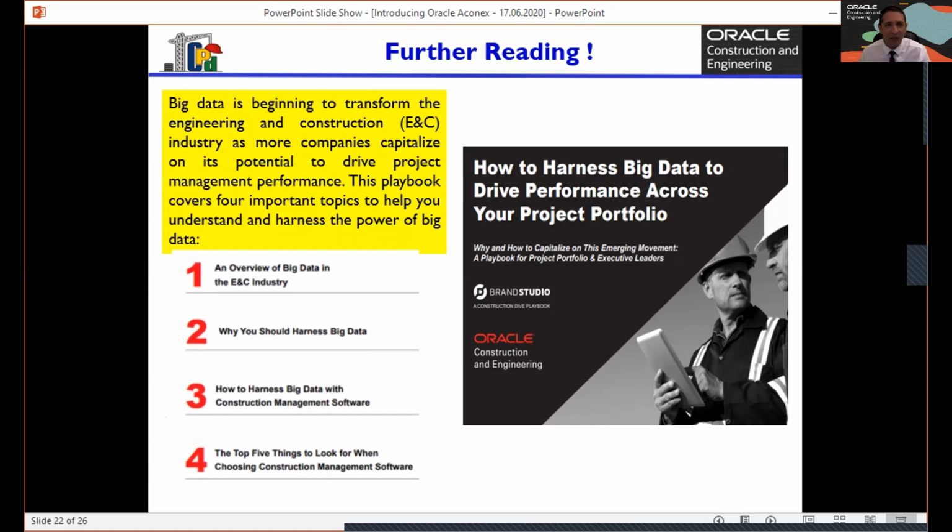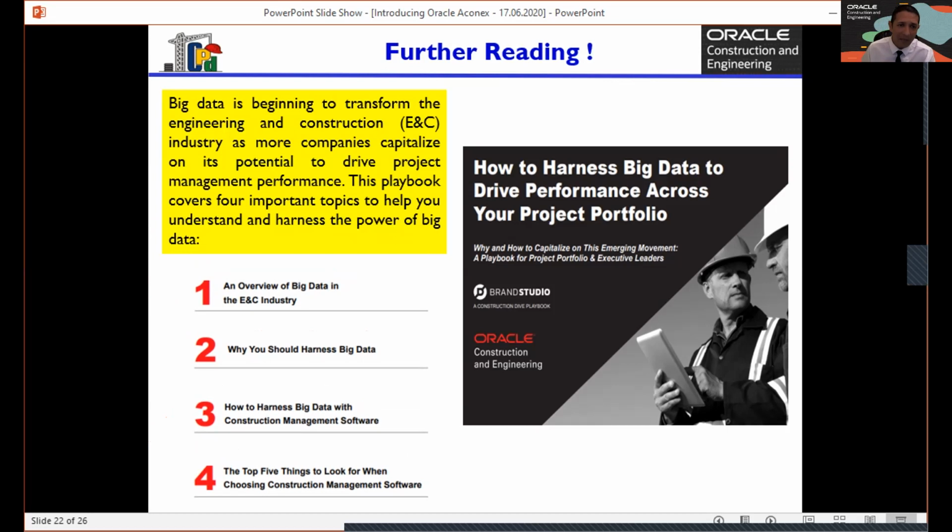As it goes, the first one is an overview of big data in the EEC industry. Second is why you should harness big data. The third one is how to harness big data with construction management software. And finally, the top 5 things to look for when choosing construction management software.